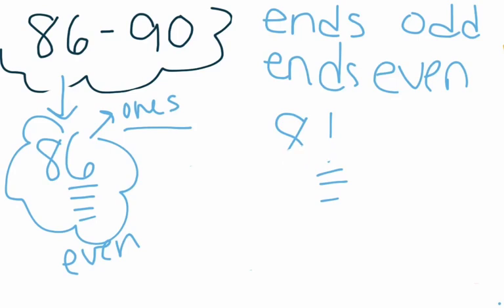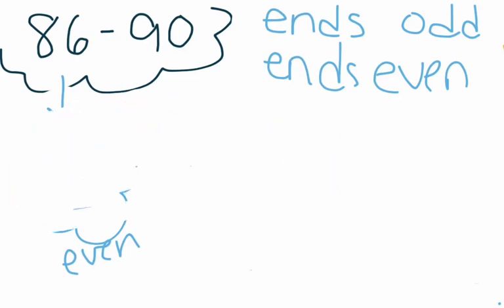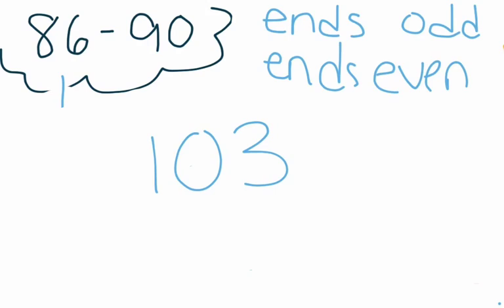So let's do a more difficult one. I'm going to leave our little notes up there about ends even, ends odd. And let's do a question like this. 103. Automatically, I'm going to underline my 3. Because the 3 is in my ones place. And 3 is odd. So my whole answer is odd.